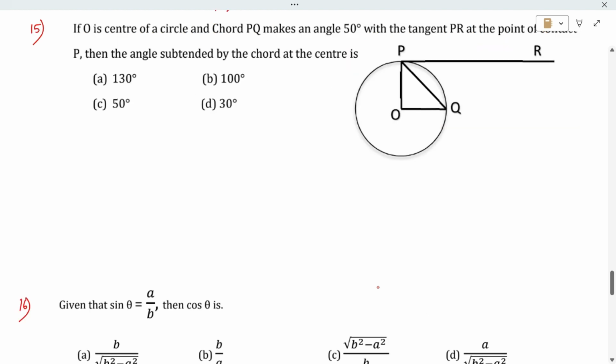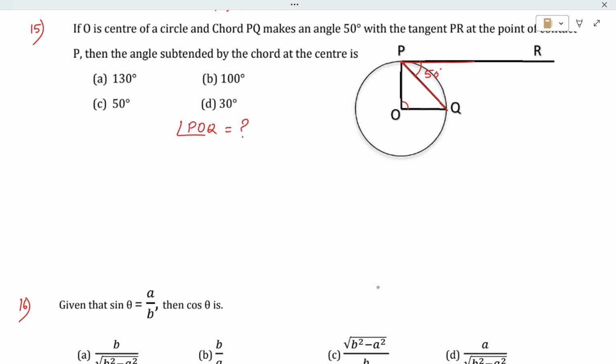If O is the center of the circle and chord PQ makes an angle 50 degree with the tangent PR. So this is the chord PQ. Okay, it is making an angle 50 degree with the tangent PR. Okay, so now I need to find the angle subtended by the chord at the center. So they are asking me to find angle POQ.